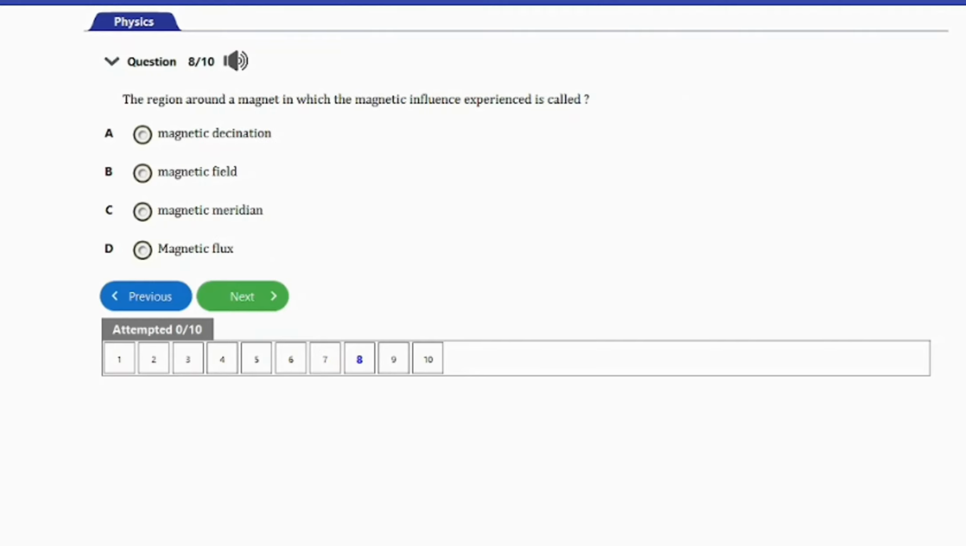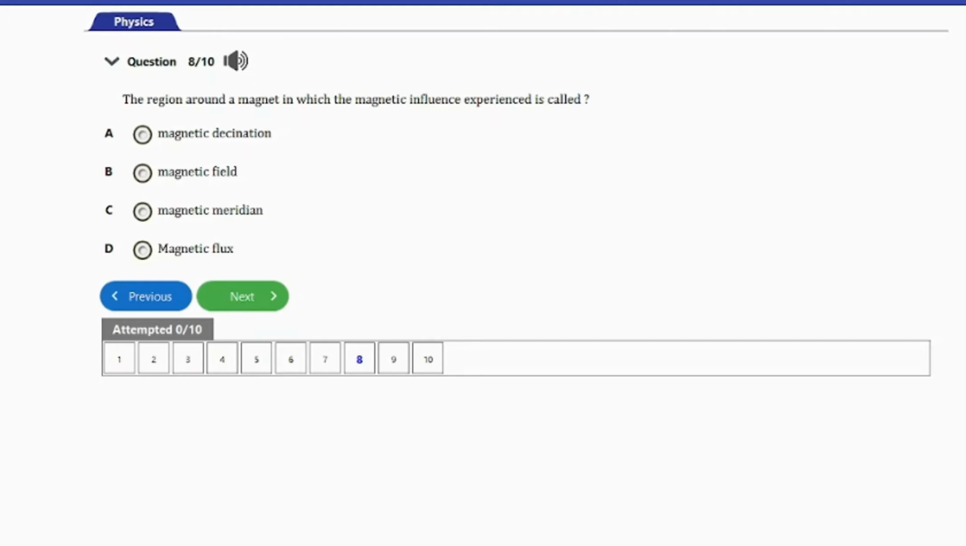It says, the region around the magnet in which the magnetic influence is experienced is called A. Magnetic declination, B. Magnetic field, C. Magnetic meridian, D. Magnetic flux. So guys, the answer to this question is option B here, magnetic field.